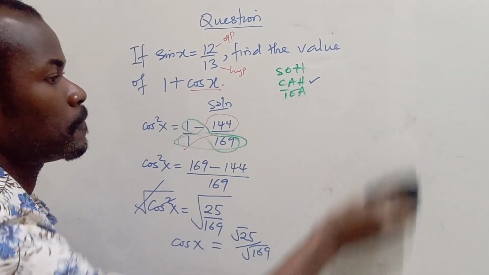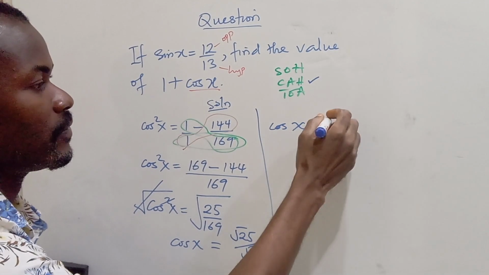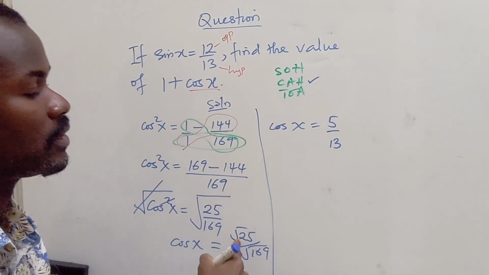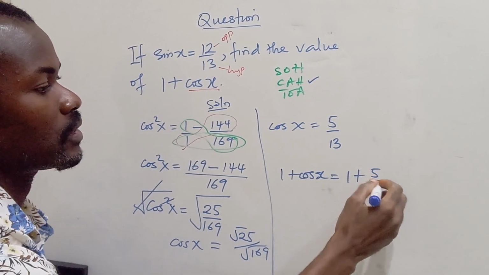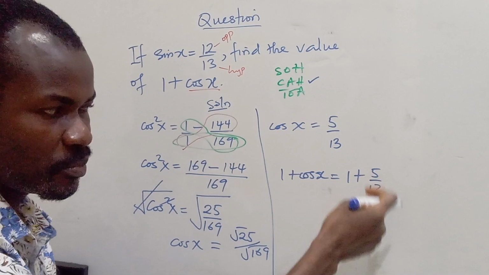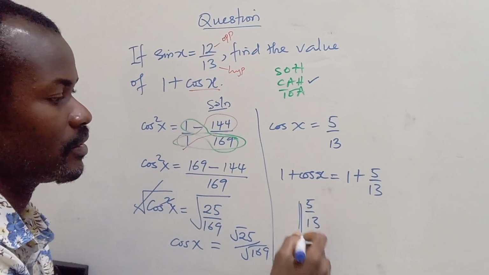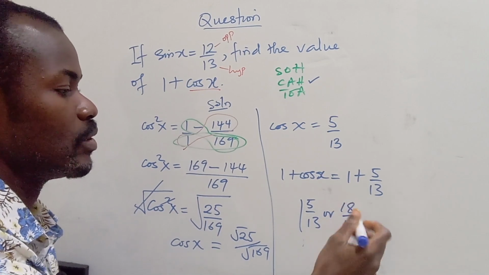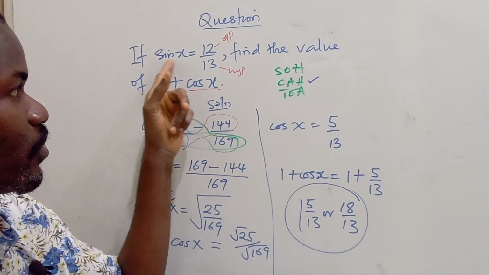So let's see what this gives us. The square root of 25 is 5, and the square root of 169 is 13, because 13 times 13 will give you 169, and 5 times 5 will give you 25. Now that we've gotten cos x, we'll input it here. So 1 plus cos x is equal to 1 plus 5 over 13. If you have a whole number adding to a proper fraction, you can simply join it and remove the plus. So we have this expression as 1 and 5 over 13, which we can as well write as 13 times 1 is 13 plus 5, which is 18 over 13. So this gives us the same solution as the previous one.